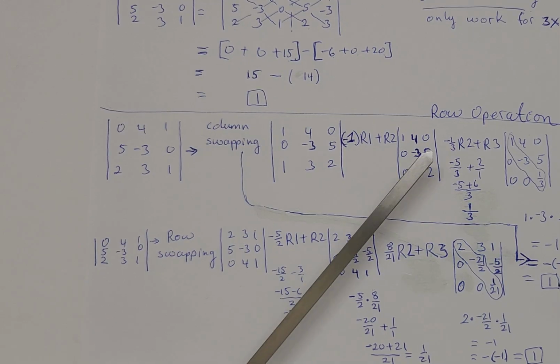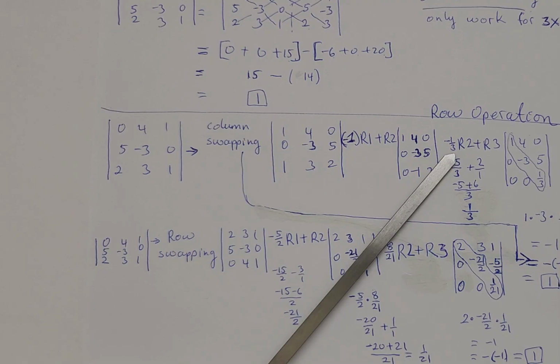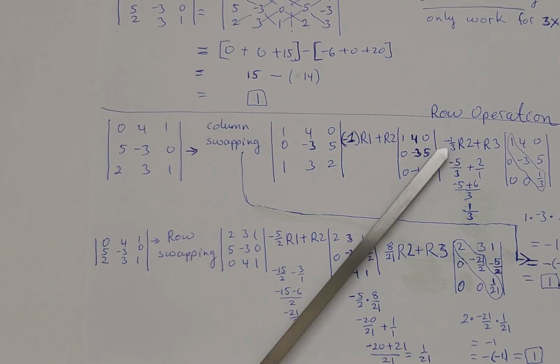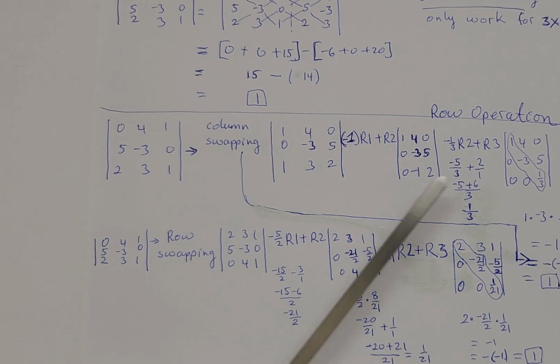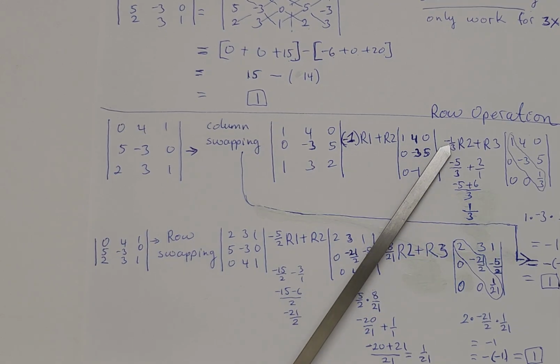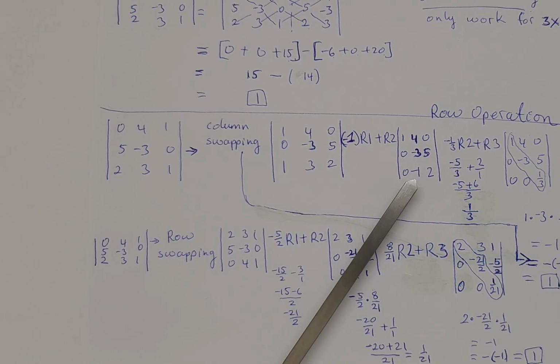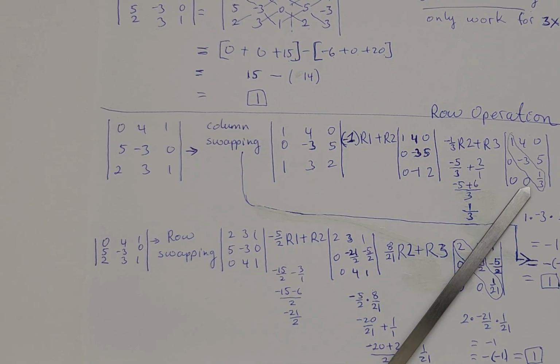Negative 3 times negative 1 gives me positive 3. Divide by 3 gives me positive 1. Positive 1, subtract 1 gives me this 0. One more time: negative 3 times negative 1 gives me positive 3. Divide by 3 gives me positive 1. 1 subtract 1 gives me this 0.